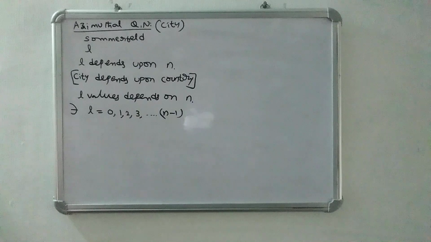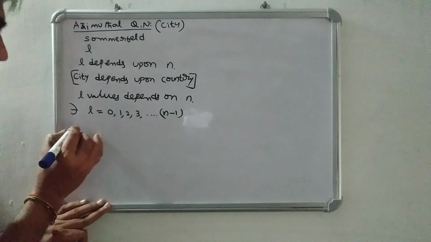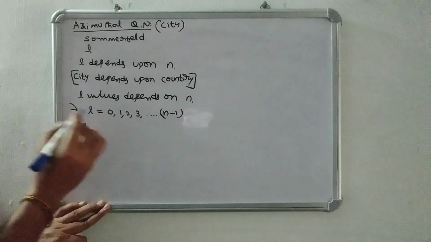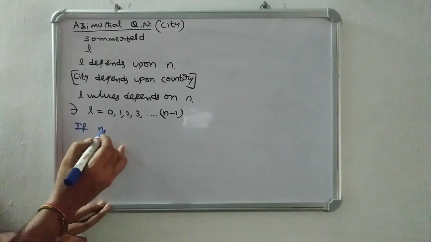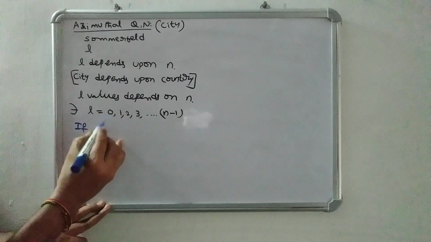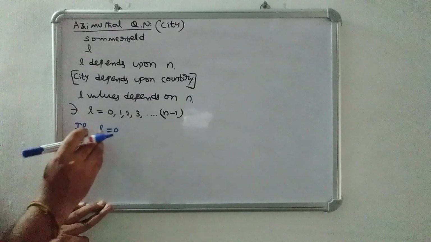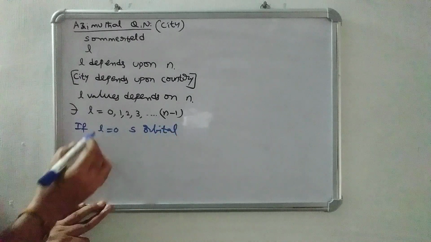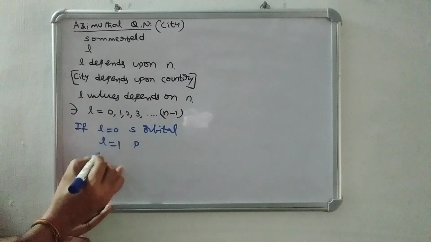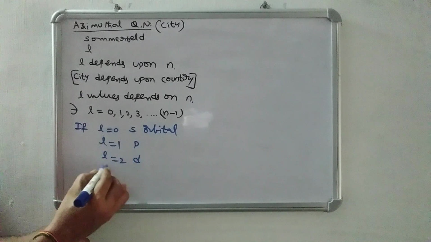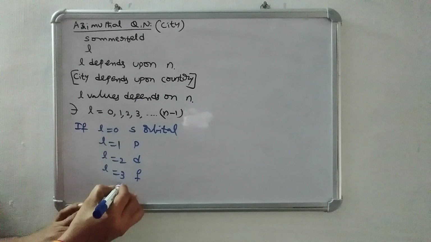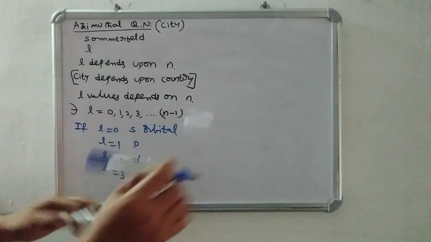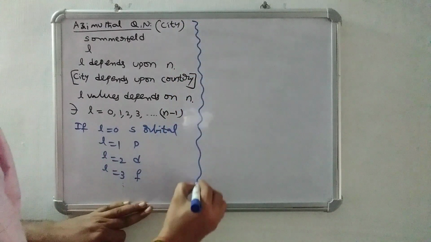For example, if L is equal to 0, then that orbital is called the s orbital. If L is equal to 1, p. If L is equal to 2, d. If L is equal to 3, f, and so on. Understood? What kind of information can be obtained from the azimuthal quantum number?